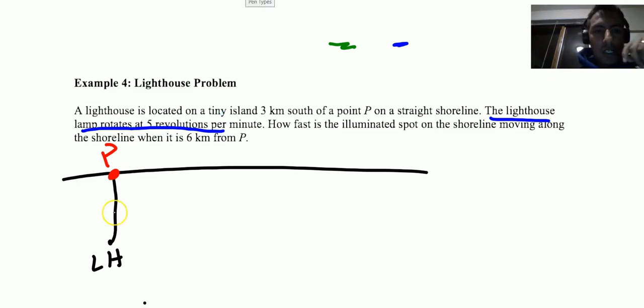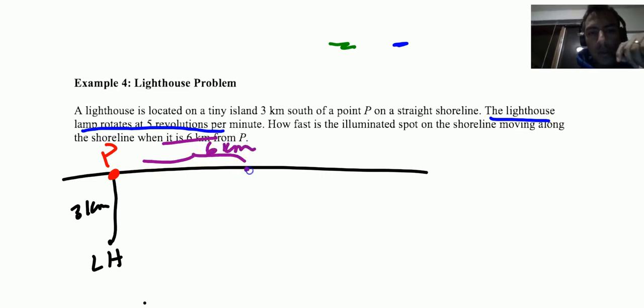I should label that they gave this value of 3 kilometers. And how fast is the illuminated spot on the shoreline moving along the shoreline when it's 6 kilometers from P? So let's graph the 6 kilometers part. That will be 6 kilometers. So here's a point. And you'll notice here that we have this triangle. Right there. So that's the triangle that we're looking at here. And this triangle will always be changing over and over again. This is all the information that I'm given.